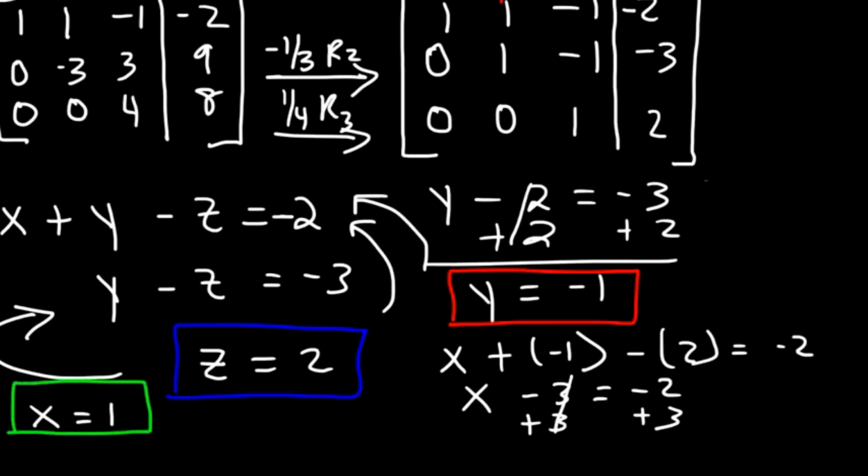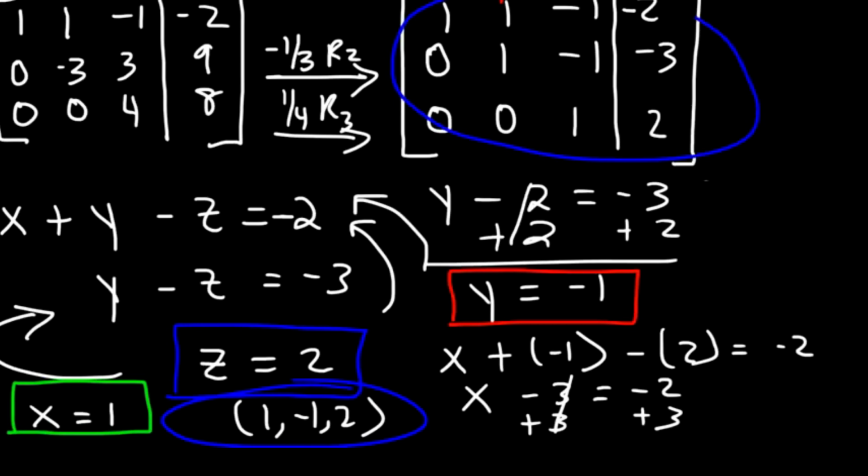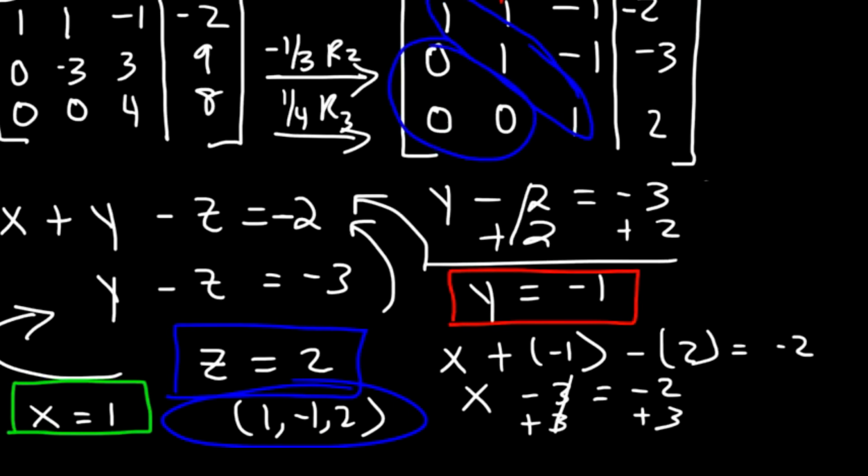Now we have the final answer. So in the form of x, y, z, it's going to be 1, negative 1, comma 2. So this is the solution. And keep this in mind, this form is row echelon form, where you have a diagonal of 1s and 0s beneath it. It really doesn't matter what's here. So keep that in mind. So that's the row echelon form.